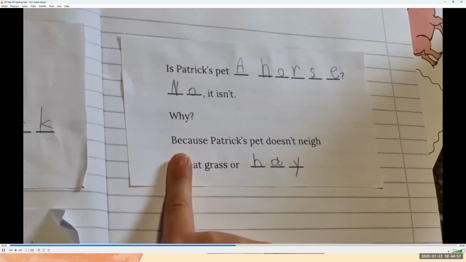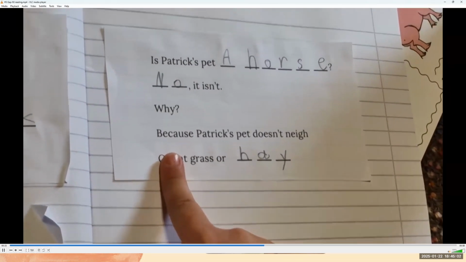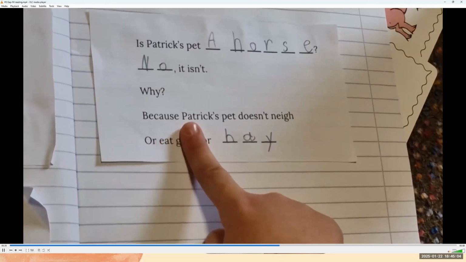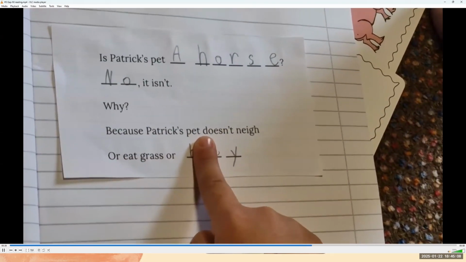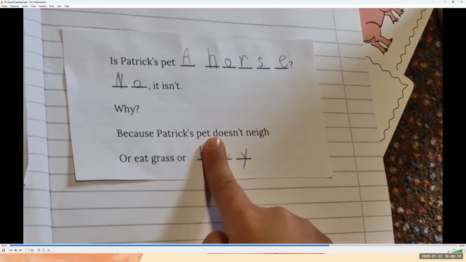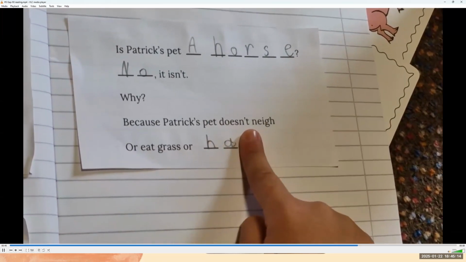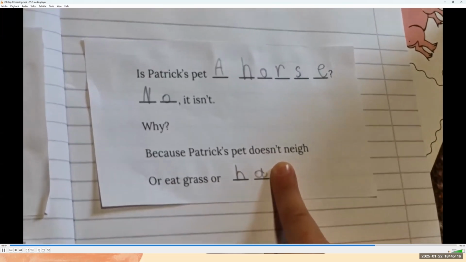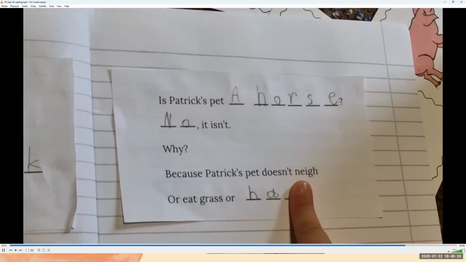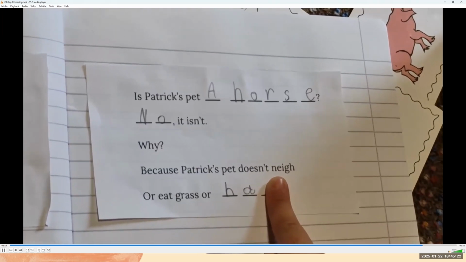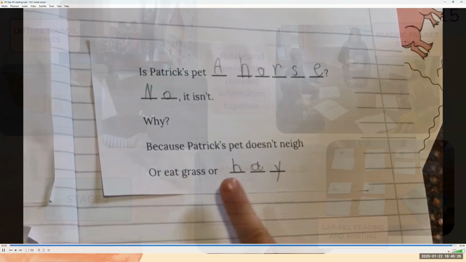Why? How do we read this? Because Patrick spat the horse doesn't eat. What does a horse do? Ihaha, that is nay. It says nay.